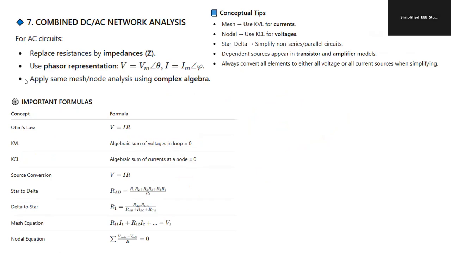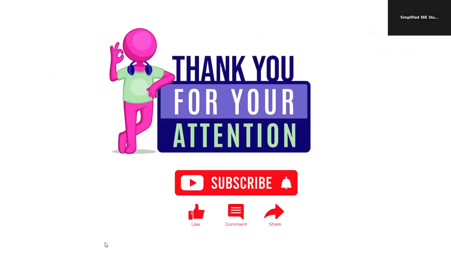Similarly, let me focus on the important equations. Ohm's law V is equal to IR. Then KVL, next KCL, source conversion, star to delta. This equation you will please remember. Then delta to star, that's also important. Mesh equation and node equations. If you study these equations, that is more than sufficient for the theoretical part. Let me know if you have any queries related to these topics. I can redo it again. Thank you.